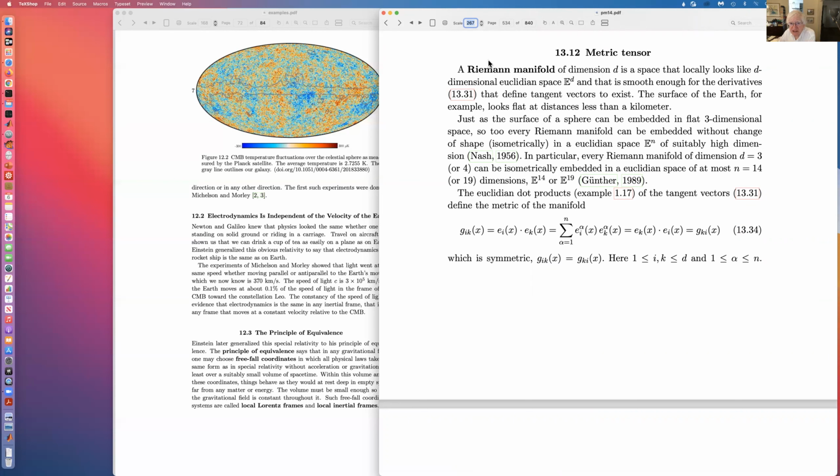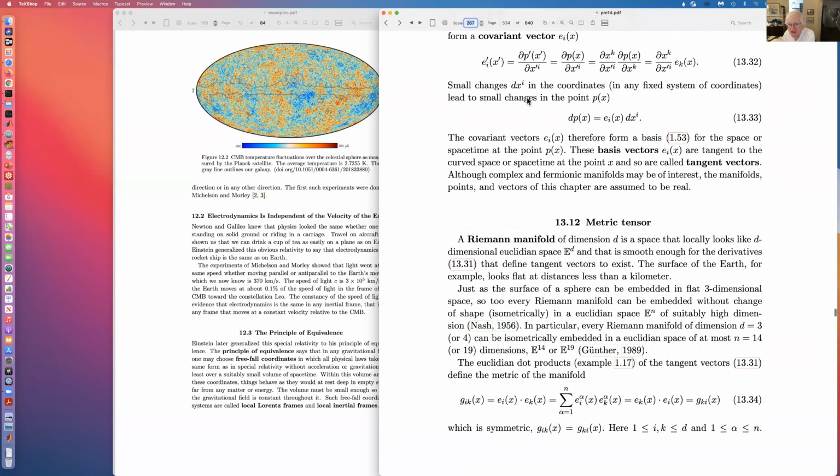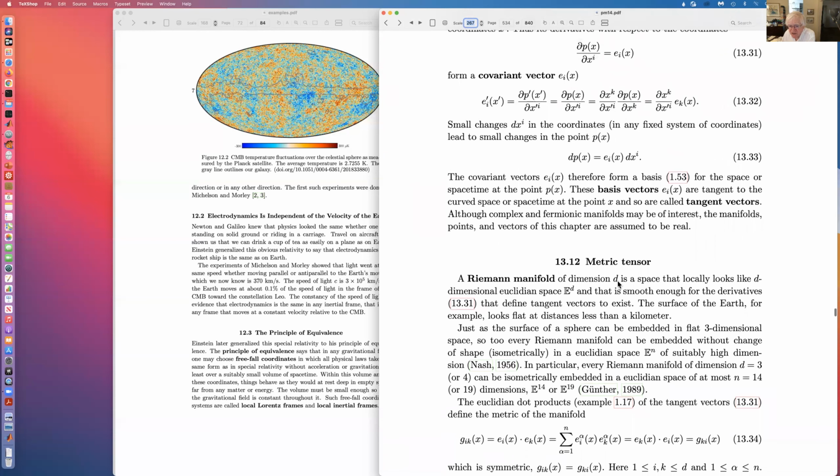So what's the metric tensor? Well, a Riemann manifold of dimension d, what is it? It's a space that locally looks like d-dimensional Euclidean space, and that is smooth enough for the derivatives that define these tangent vectors that I just talked about to exist. In other words, it's smooth enough so that these derivatives exist.